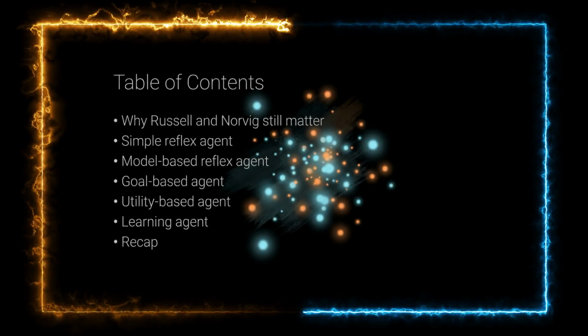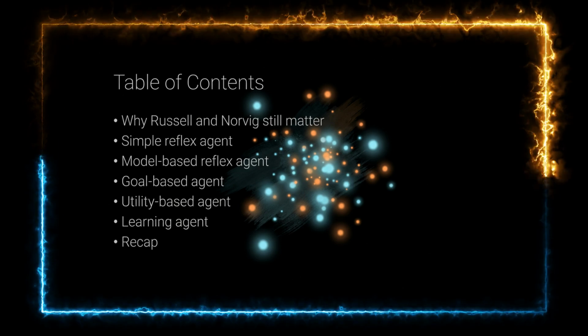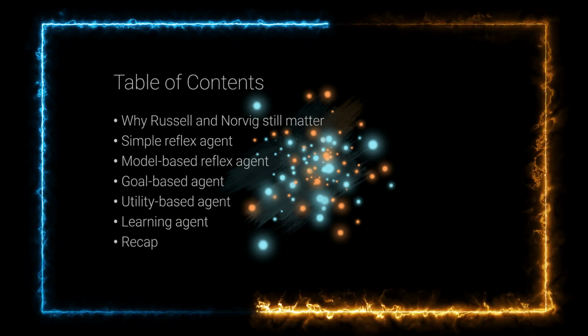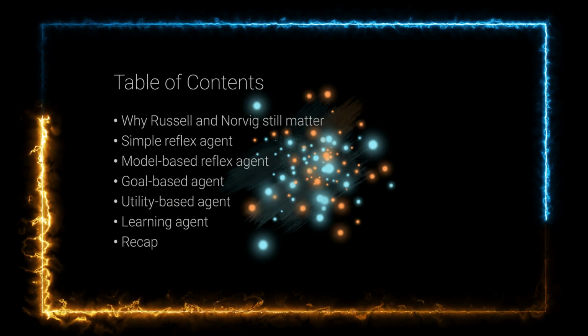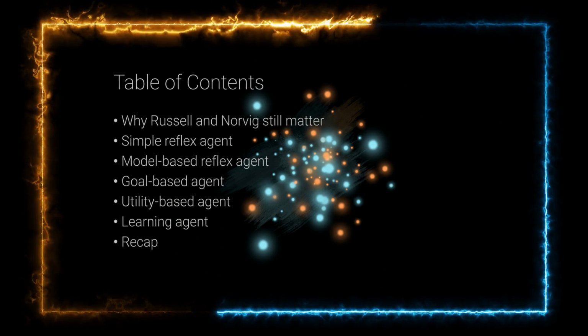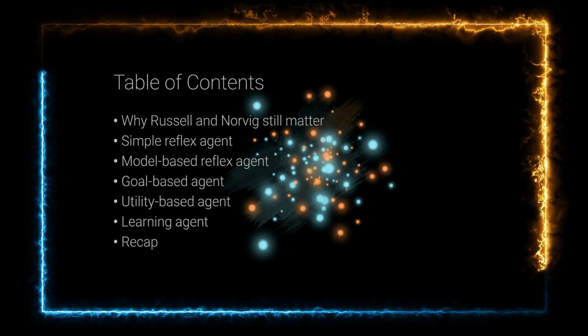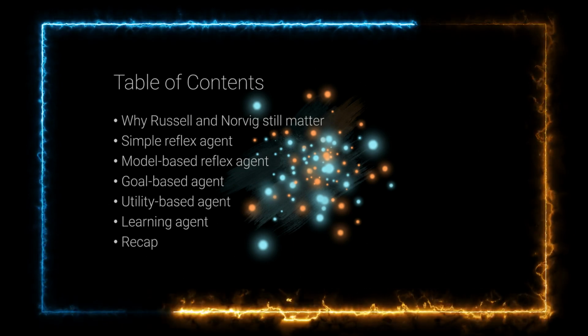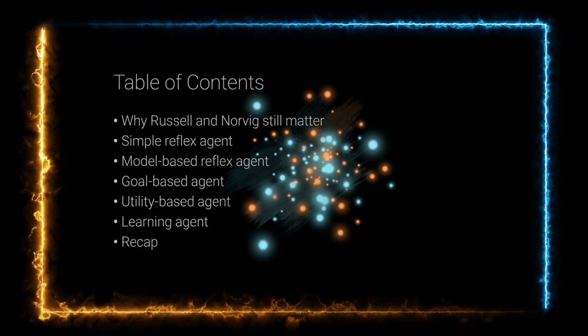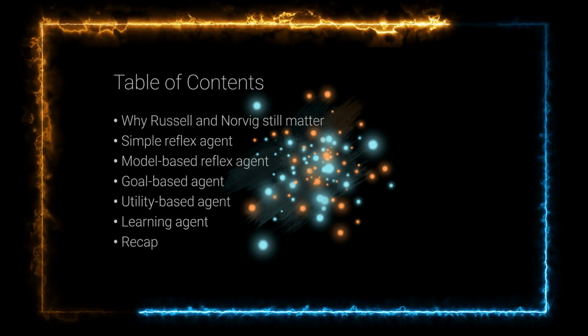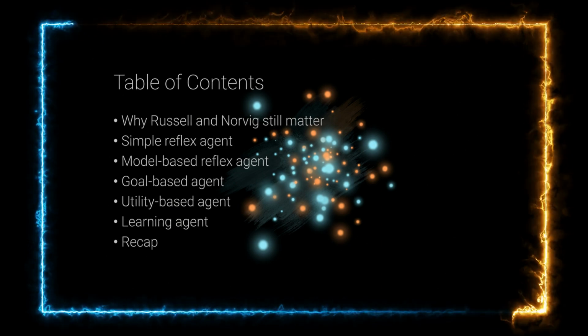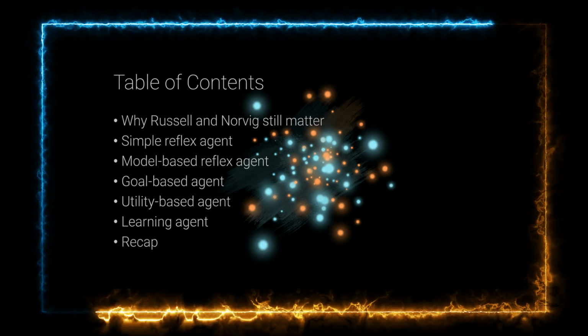This video walks through the 5 classic single-agent types from Russell and Norvig: simple reflex, model-based reflex, goal-based, utility-based, and learning, and why that ladder still maps onto how we build LLM systems today. No heavy math, just definitions, intuition, and a few concrete pictures you can reuse in your own head when you design or debug an agent.